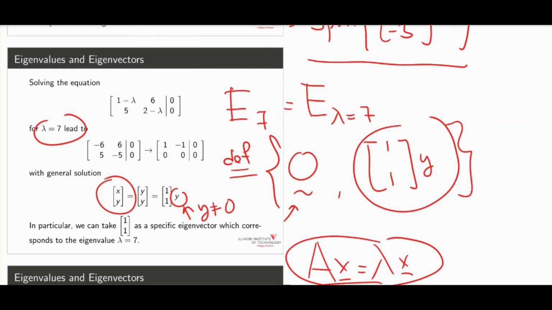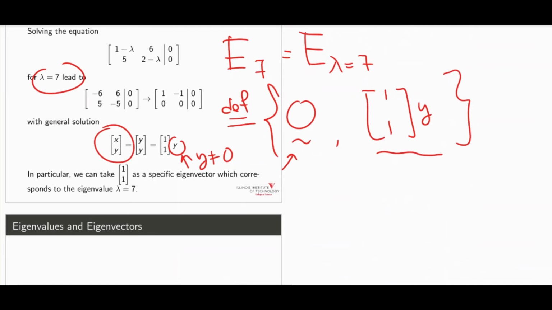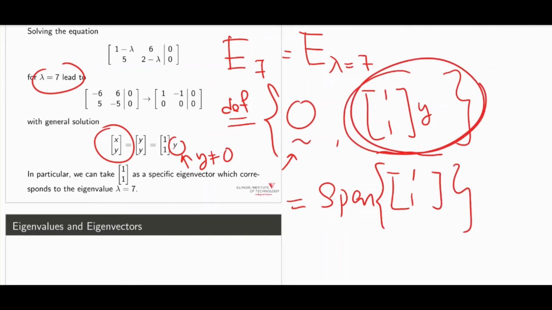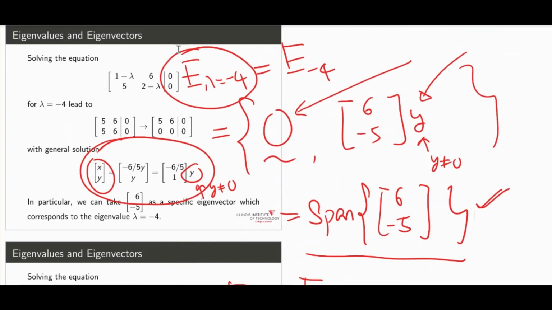So the eigenspace will consist of the 0 vector and everything that looks like this, which is nothing but the span of 1, 1. Because the span of 1, 1 will contain all the vectors that look like that, and it will also contain the 0 vector. So E7 is the span of 1, 1, and E negative 4 is the span of 6 and negative 5.